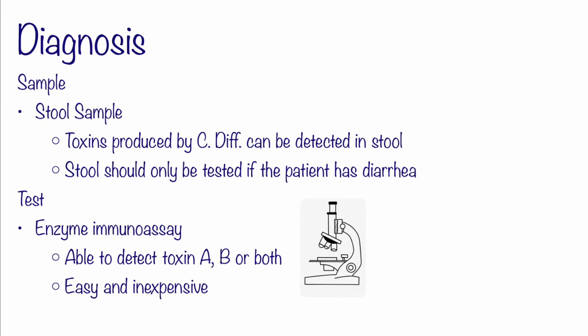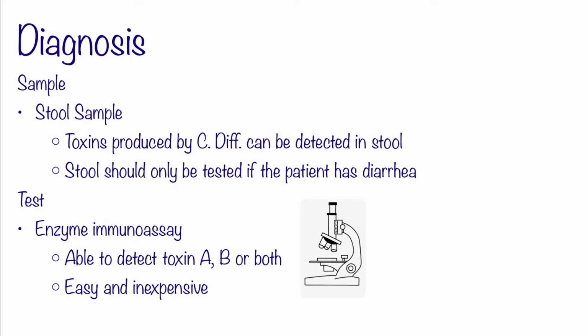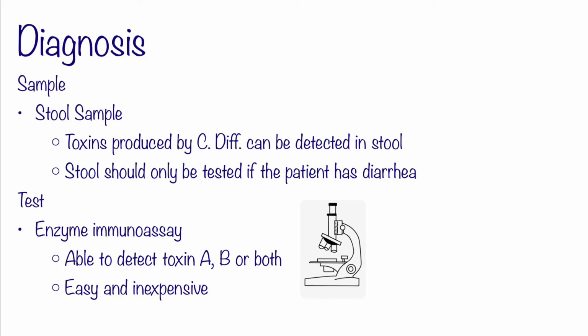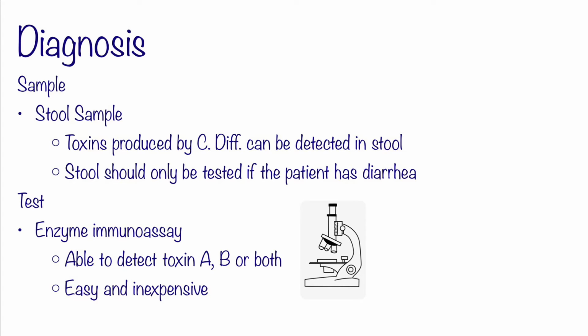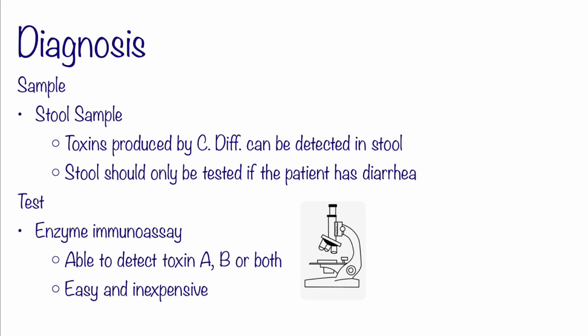If a healthcare professional believes that a patient has C. diff, they will order a stool sample which shows toxins produced by C. diff. Stool should only be tested if the patient has diarrhea. Enzyme immunoassay is able to detect toxin A, B, or both. It is an easy and inexpensive test.